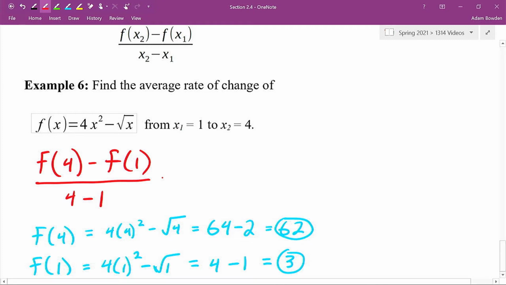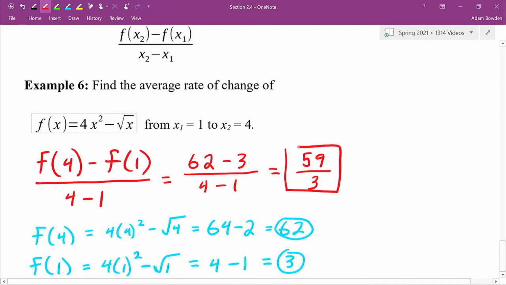So in our average rate of change formula up on top, we'd have 62 minus 3 divided by 4 minus 1. That would equal 59 over 3. And we could leave it as a fraction or calculate it to a decimal, depending on what we want to do. For now, I'm just going to leave it as 59 over 3.